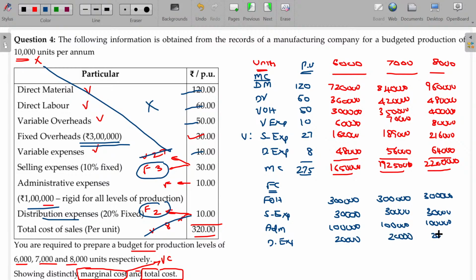I think similar question was asked in the exam 2024. Am I right? Similar question. So marginal costing separately, total cost separately.